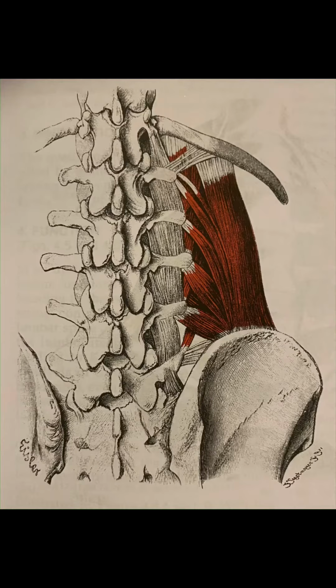The QL is a stabilizer of your lumbar spine, meaning it is a stabilizer of your lower back, and can also act as a hip hiker, like so, as well as assists in lateral flexion of the spine, meaning it allows you to side bend.